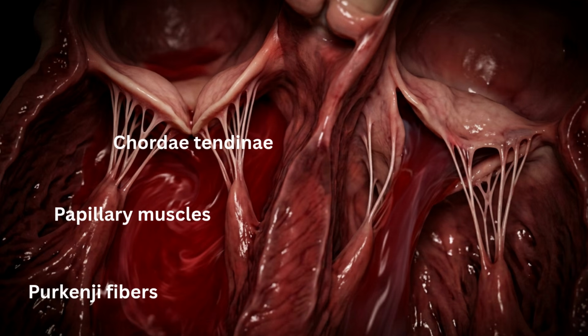Each ventricle contains cone-shaped muscular pillars called papillary muscles. These muscles are attached by thin, strong connective tissue strings called chordae tendineae to the cusps of the atrioventricular valves. The papillary muscles contract when the ventricles contract and prevent the valves from opening into the atria by pulling on the chordae tendineae attached to the valve's cusps.